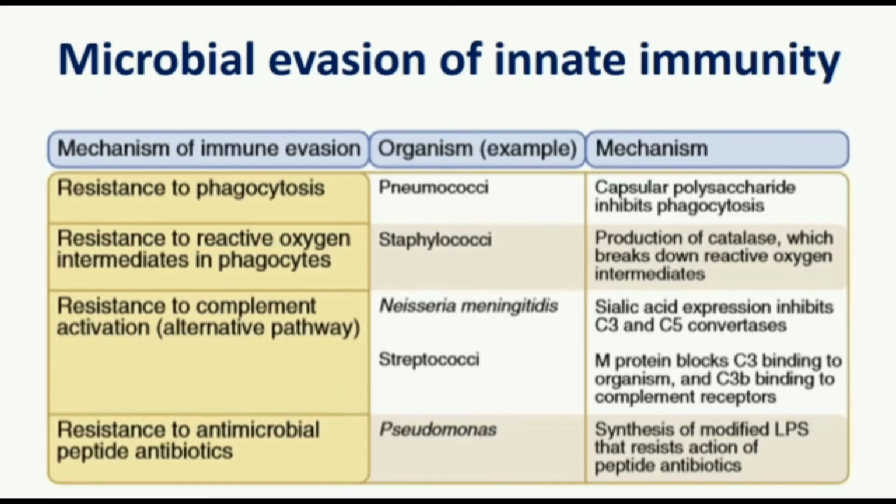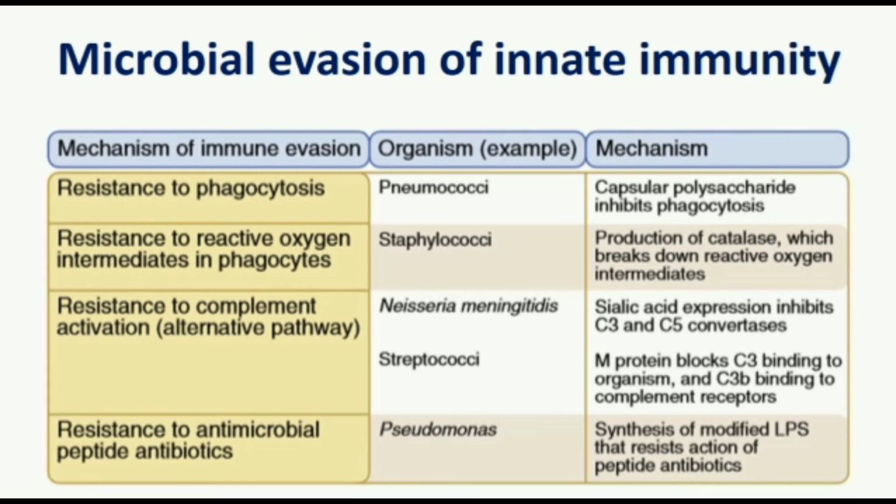If our immune system fails to destroy those entered pathogens, there will be huge damage to our body. There are some pathogens which can evade our immune system by different mechanisms. For example, pneumococci have a capsule polysaccharide which inhibits phagocytosis, so they are resistant to phagocytosis. Some staphylococci produce catalase, which breaks down reactive oxygen intermediates, and hence they are resistant to reactive oxygen intermediates in phagocytes.